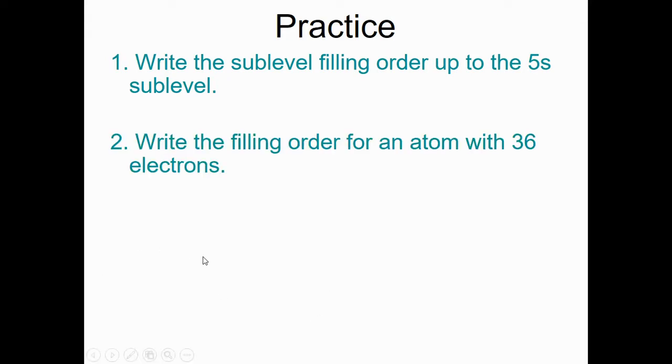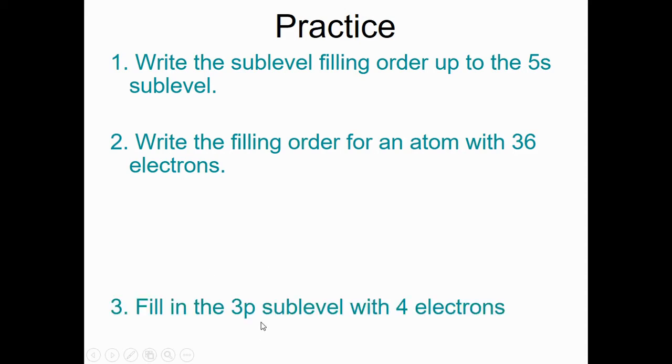But I'm going to show you now how to figure this out using the periodic table. We're going to try to fill up to the 5s sublevel. That means we're going to go to the 5th energy level, and we're going to go to where the s's are. In order to do that, we need to fill up the lowest energy first until we get all the way up to the 5s. Let me show you what that looks like.